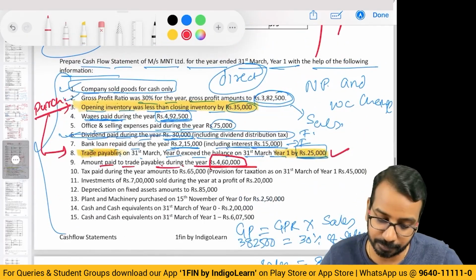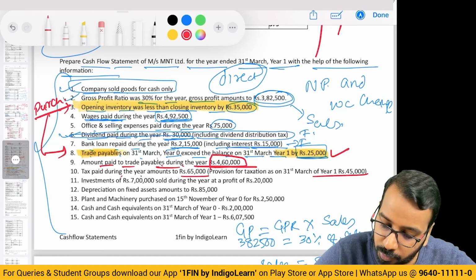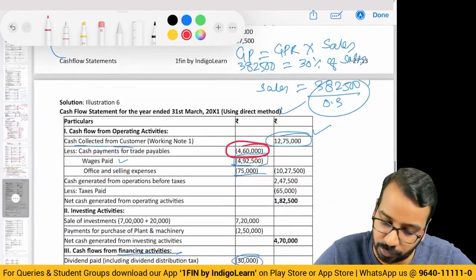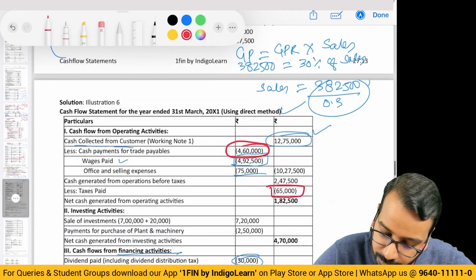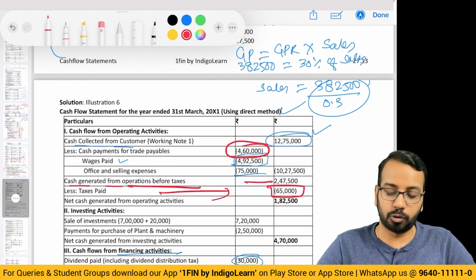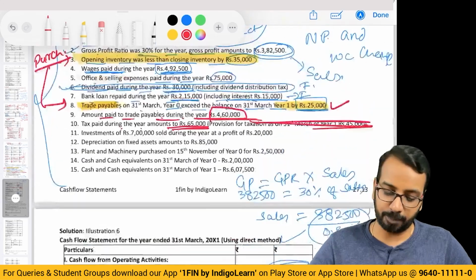Then tax paid during the year amounts to 65,000. Provision is not relevant. Directly you can take 65,000 there. So you will directly take 65,000 here. So this is cash generated from operations before taxes, 247,500 minus taxes, net cash generated.